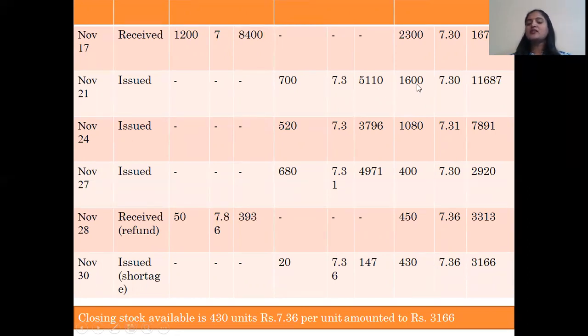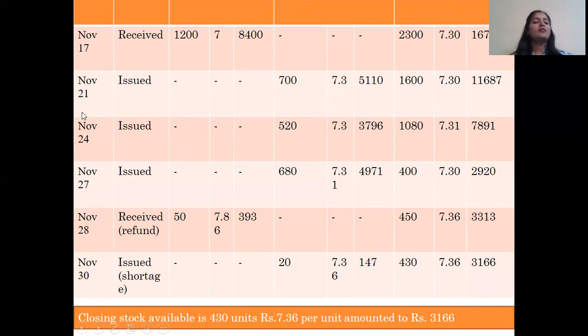Now what is the balance? 2,300 minus 700, we are going to get 1,600. And 16,797 minus 5,110, you'll be getting 11,687. Now, immediately after the balance, we need to calculate the cost per unit. So 11,687 divided by 1,600. You are going to get the cost per unit is 7.30.